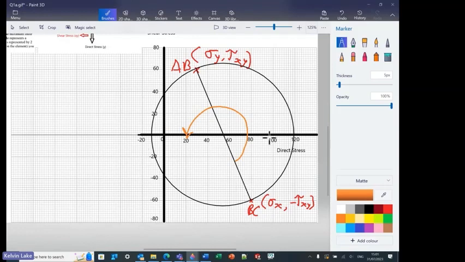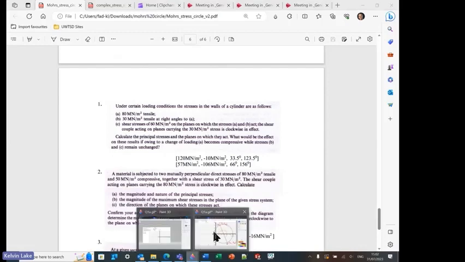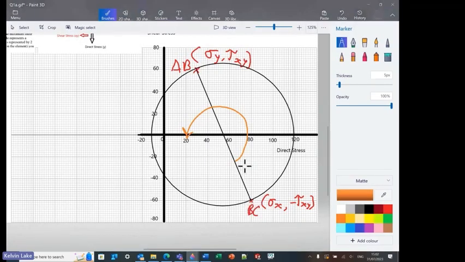So 67 plus 180 is 247. If we do 247 divided by 2, that's going to give me 123.5 degrees. So let's have a look at our answer, wherever that is. 123.5 degrees. Yeah, 123.5 degrees. So that's where that comes from. That's going to tell me the position of that minimum principal stress when measured in an anti-clockwise direction from the location of the plane that we've drawn, plane BC.